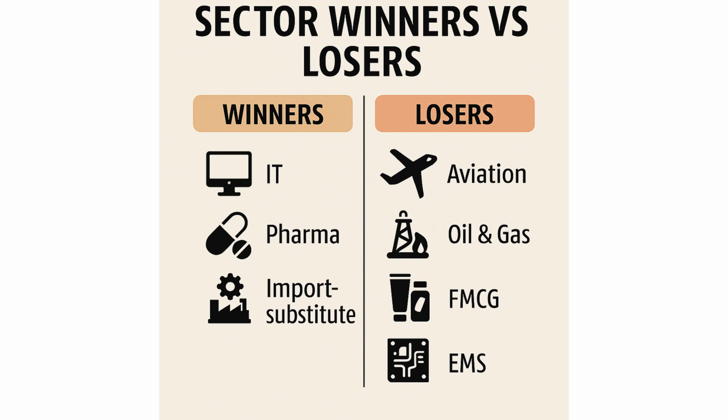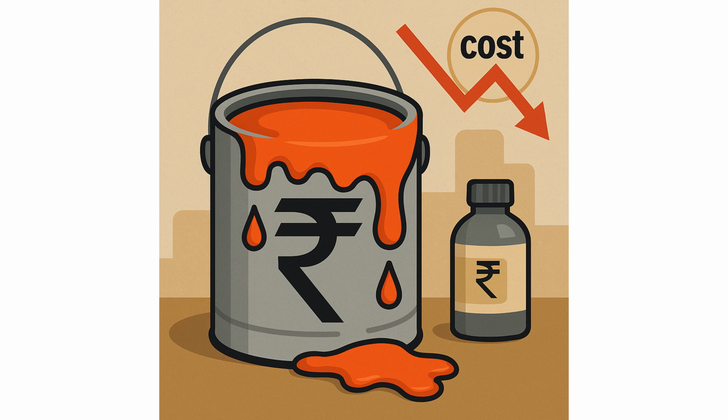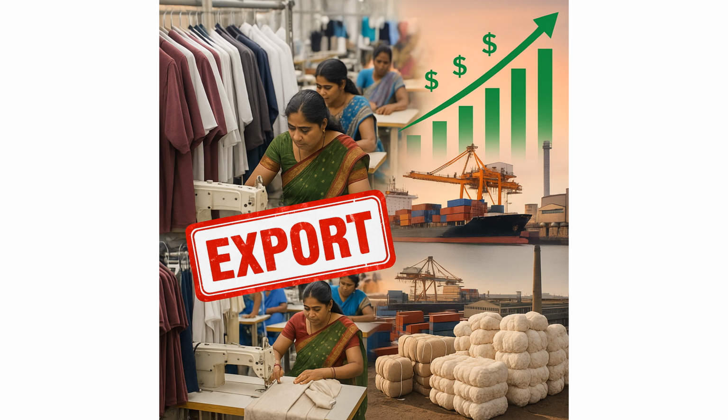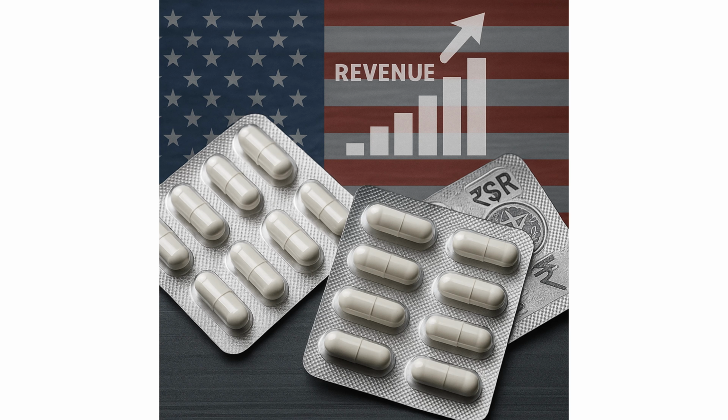Exporters beyond IT and pharma, the limits of currency advantage. Beyond IT and pharmaceuticals, other export-oriented sectors such as textiles, chemicals, and specialty manufacturing theoretically stand to benefit from a weaker rupee. In practice, the advantage is more limited. Many of these industries suffer from high import intensity, with raw materials, energy inputs, or intermediate goods priced in dollars. As a result, the currency benefit on the revenue side is often partially or fully offset by higher input costs. Moreover, India's overall export growth has been relatively stagnant, constrained by global demand conditions and competitive pressures.